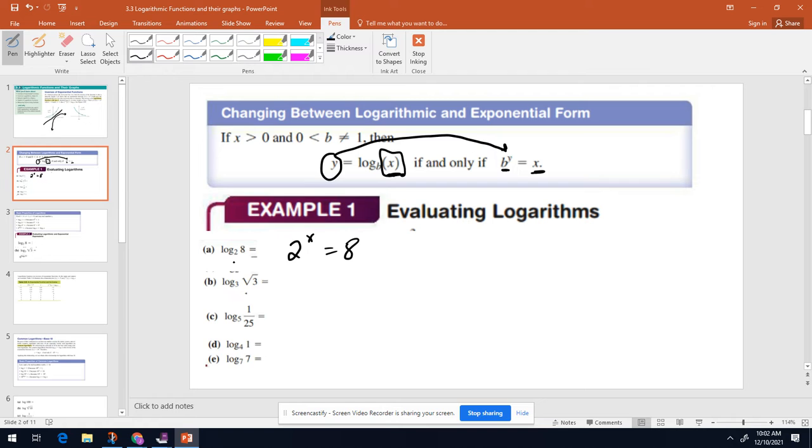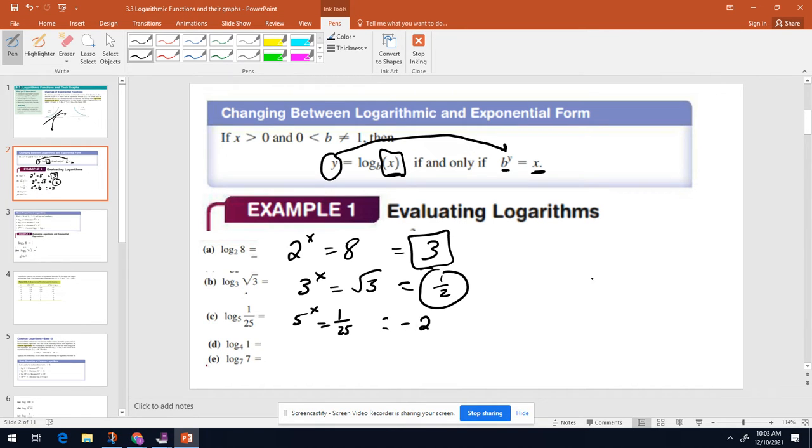Now, clearly there's no x here. This isn't an equation. We're just evaluating. This is simply another way for me to write the number 3. This is the answer to that problem. It's 3. I'm evaluating. This says 3 to some power equals square root of 3. Well, how do I turn an exponent into a square root? That would be the 1/2 power. And then this one says 5 to some power equals 1 over 25. How do I go from a whole number to a fraction? It must be a negative exponent, right? And that negative is a -2 because that would be 5 to the -2nd, which equals 1 over 5 squared, which is 1 over 25.